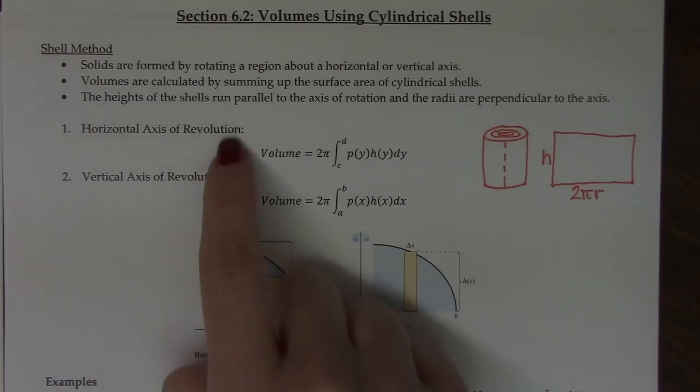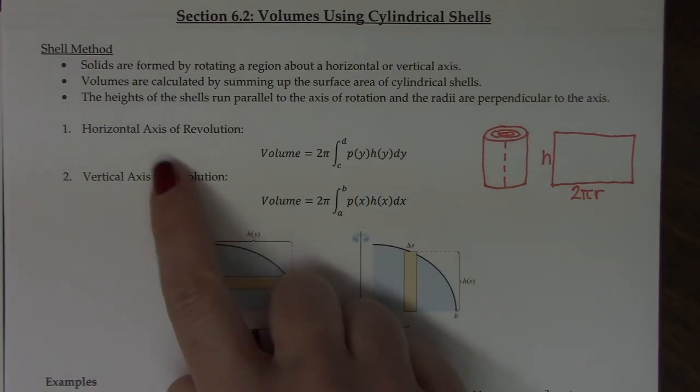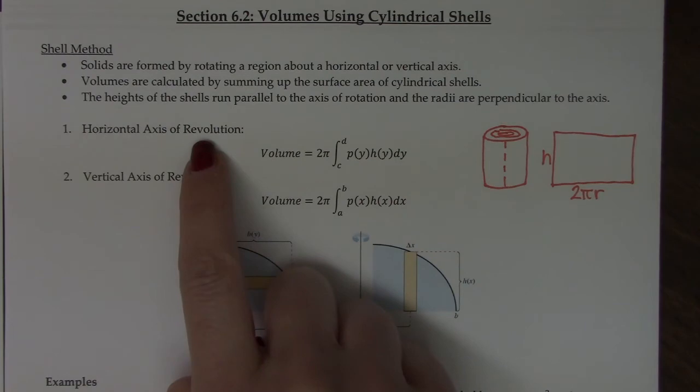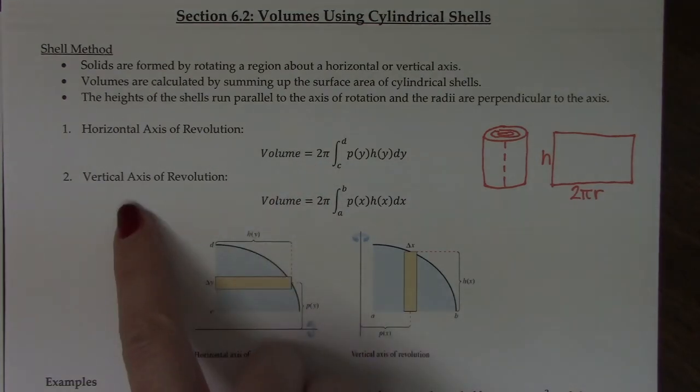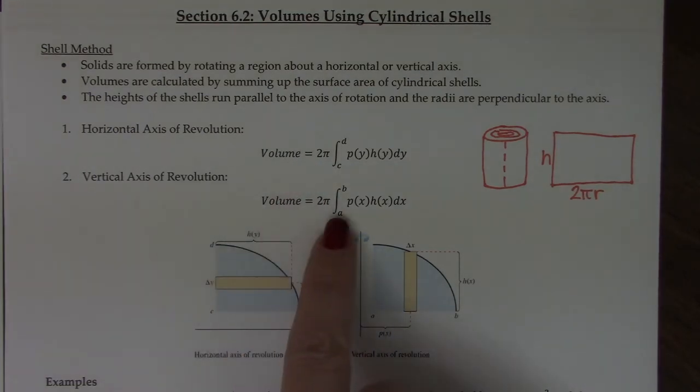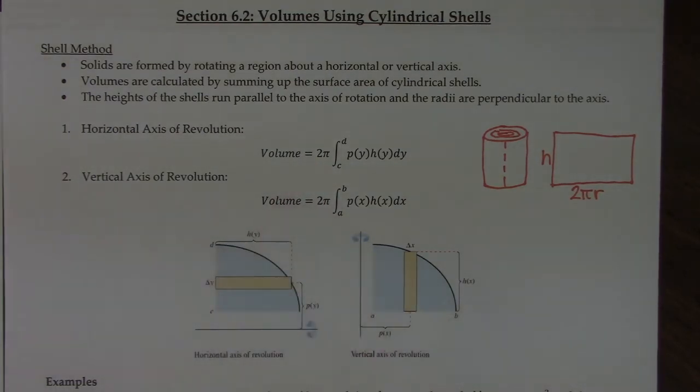However, notice what happens here. The variables switch. So if you're going around a horizontal axis, for disc and washer, we used variable x. For shell, we use variable y. If we're going around a vertical axis of rotation, we go now to variable x.